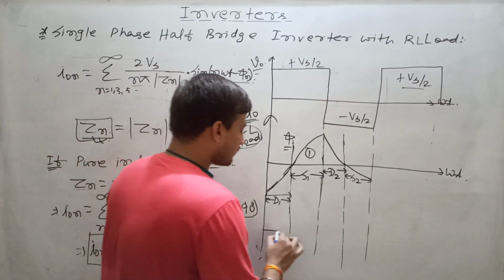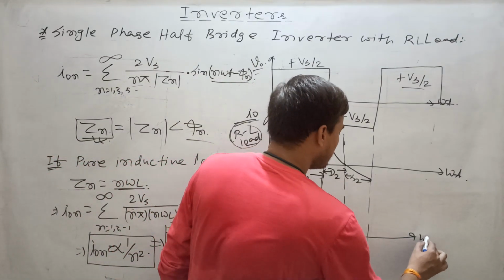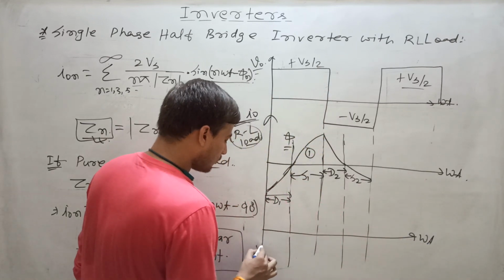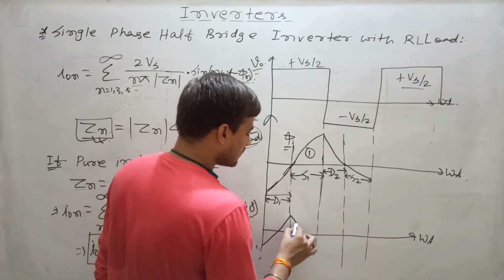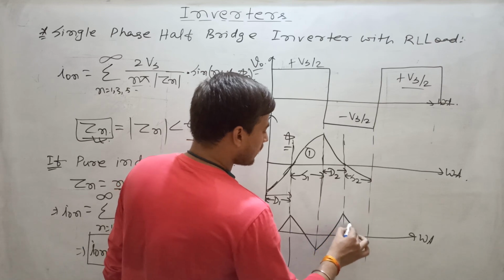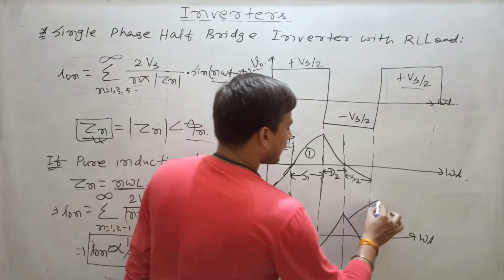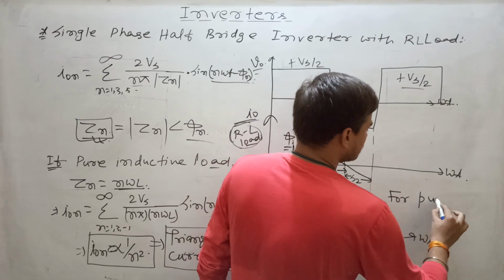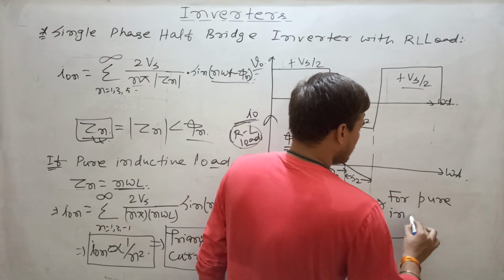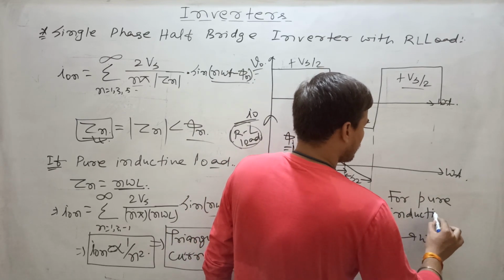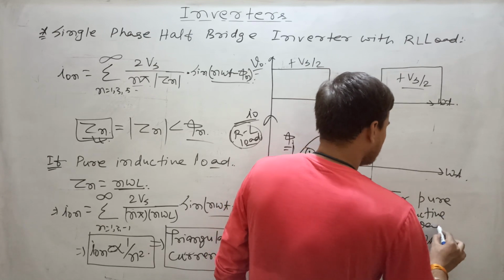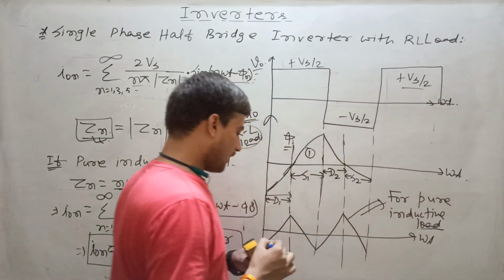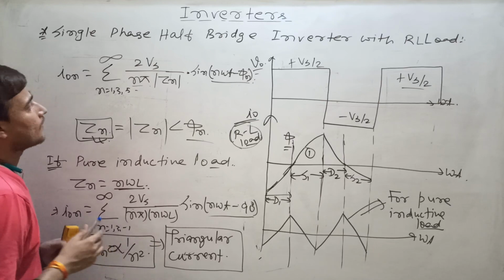That means if you are having the pure inductive load, then current will be like this. For pure inductive load, the current waveform will be like this. Clear?